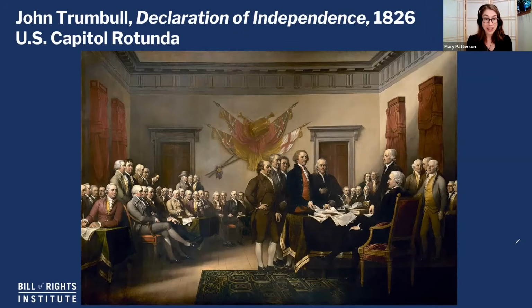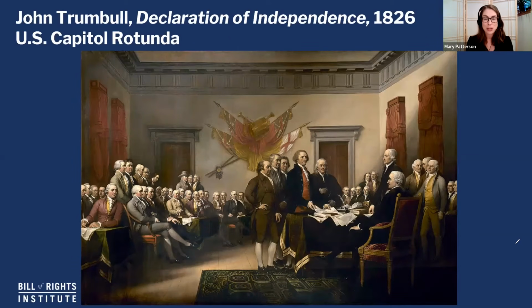Here's our image. Again, this is John Trumbull, an American artist's painting of the Declaration of Independence. It was hung in the U.S. Capitol Rotunda in 1826, and the Capitol Rotunda is the central hall, so the center of the Capitol once you're inside. If you are looking at a primary source image, it's important to just make some observations. If you're using the handout, go ahead and pause here and make some observations of your own.